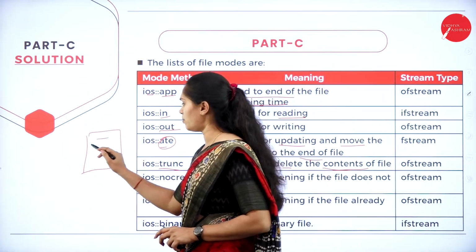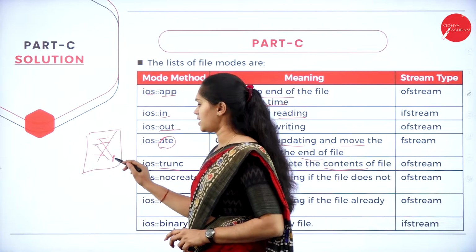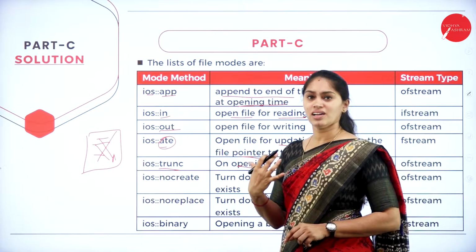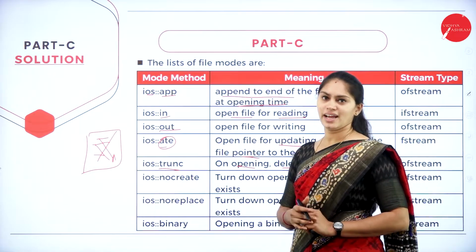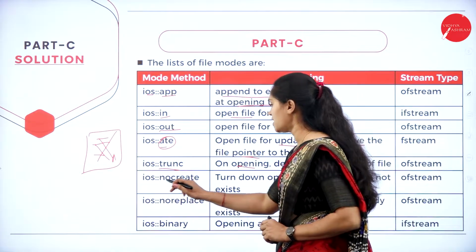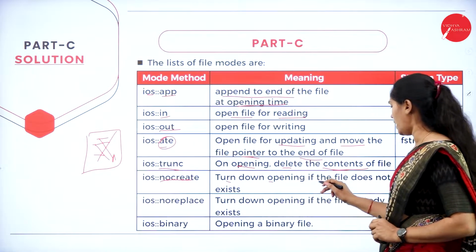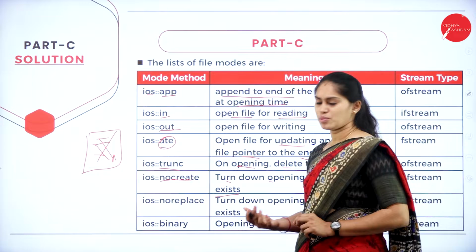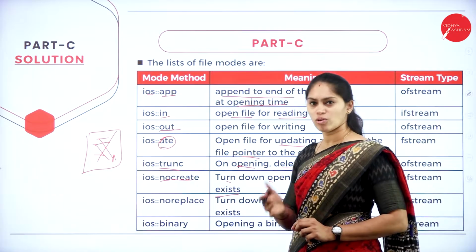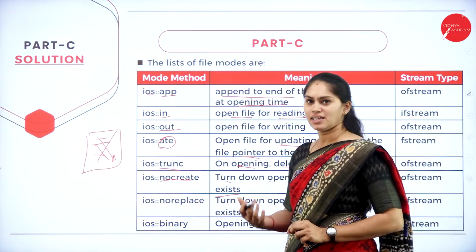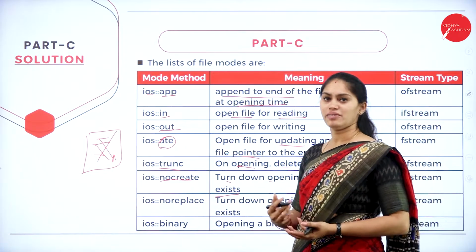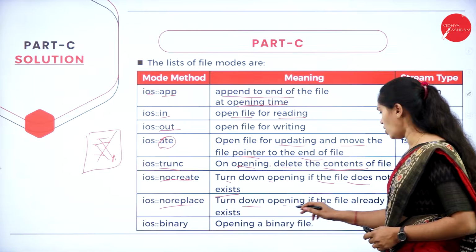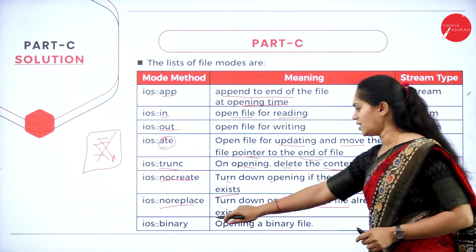When the file is opened, at the time whatever the content is there needs to be deleted. Means we are looking forward to the new file which does not contain any content. Next, no create, turn down opening if the file does not exist. So, what we are supposed to do? When we are having this no create parameter, at that time it should not open the file which does not exist.